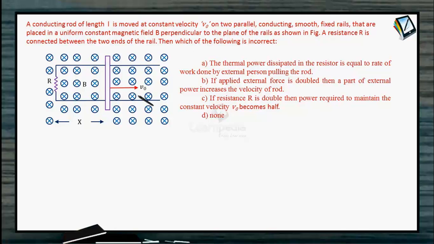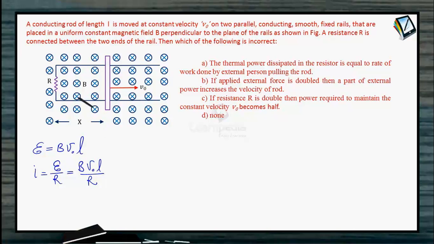Now here we can see that the rod is moving with velocity v0, and we have to maintain this constant velocity. So the EMF across the ends of this rod will be B into v0 into L. Because of this EMF, the current in the circuit will be E by R, so it becomes B v0 L divided by R. This will be the current in the wire.